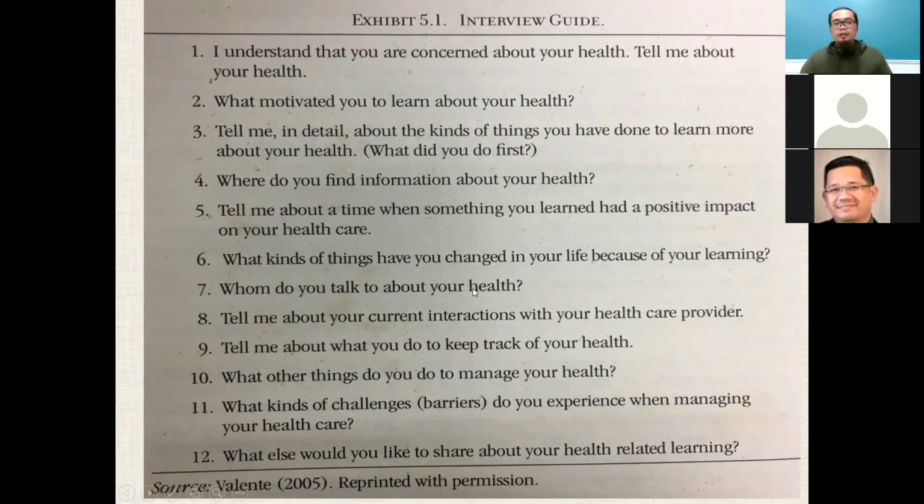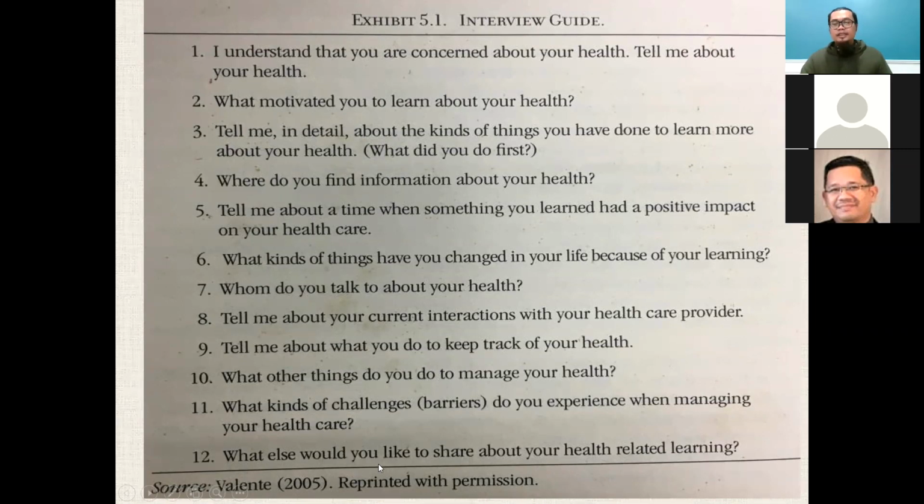Whom do you talk to about your health? Tell me about your current interaction with your health and care providers. Number nine, tell me about what you do to keep track of your health. What other things do you do to manage your health? What kind of challenges or barriers do you experience when managing your health care?